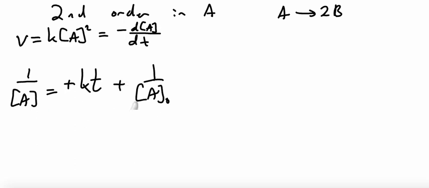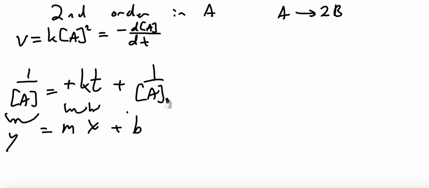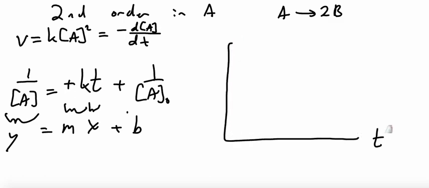So we can see how we can make a straight line plot out of this. If we plot this as our y and t as our x, then our slope is just going to be our rate constant. And our y-intercept is going to be 1 over A naught. So if we plot this, we want to just have time on the x-axis. We want to have reciprocal concentration on the y-axis. We can see our slope is just going to be our rate constant, so we're going to have something like this.